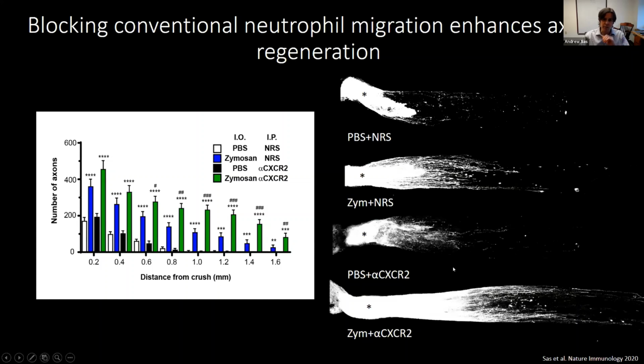But what was really shocking was that when we injected the Zymosan and treated the mice with the anti-CXCR2, we had far better regeneration all the way to the optic chiasm, much further than we did with the Zymosan alone. And that was very interesting.